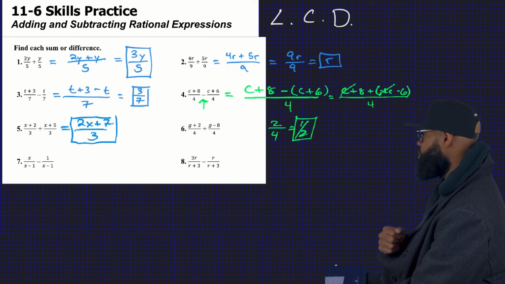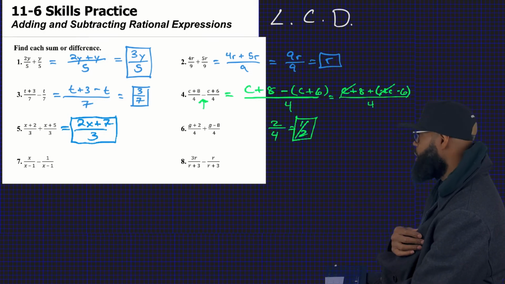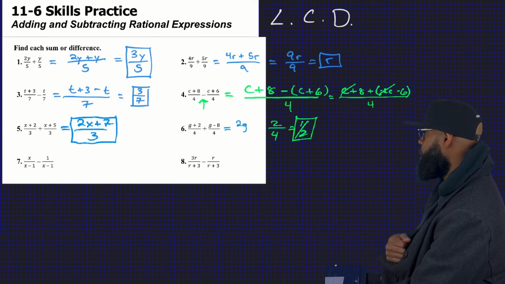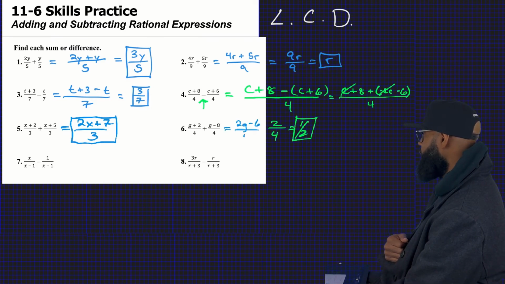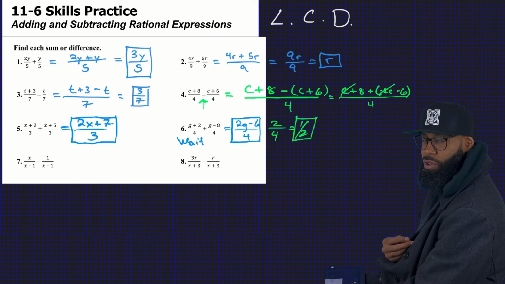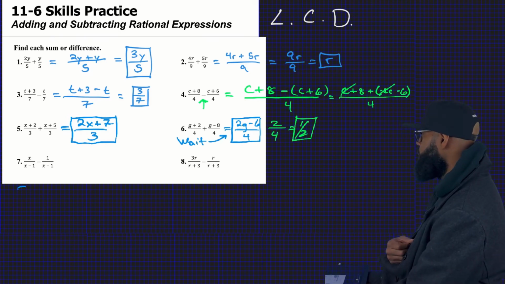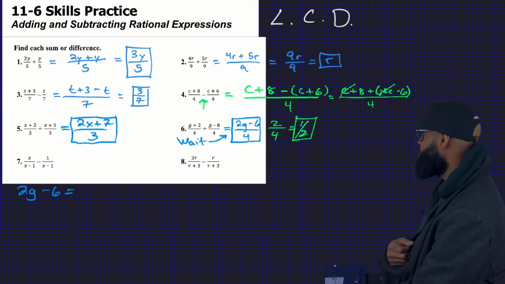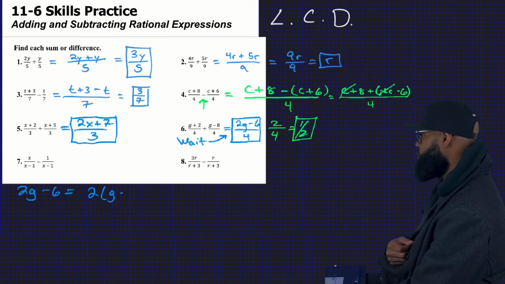x and x give me 2x. 5 and 2 give me 7, and they have the same denominator of 3. So everything was left on the top, and I just collected like terms. Over here, recognizing again that I'm going to run out of room. Well, you have a positive 2 and a negative 8, so when you add those two constants, you're going to end up with negative 6. But wait, you can simplify.